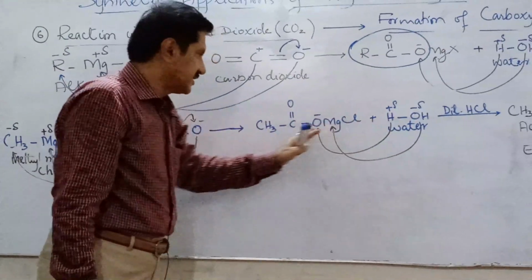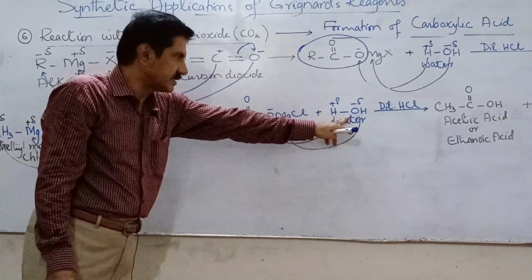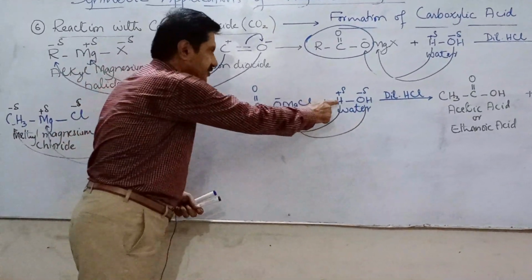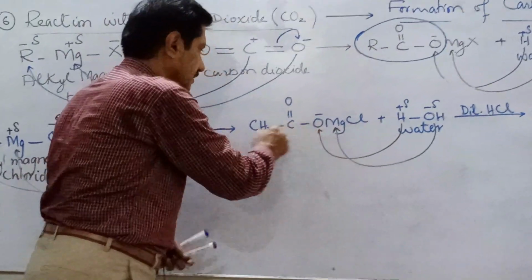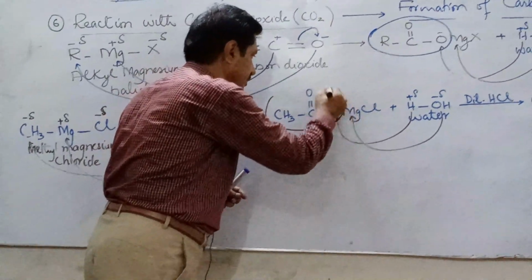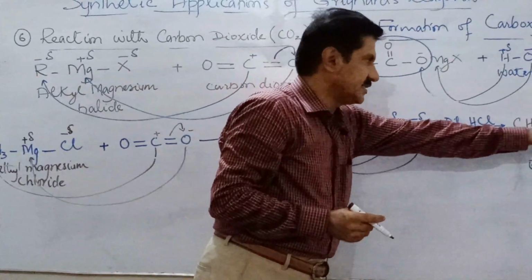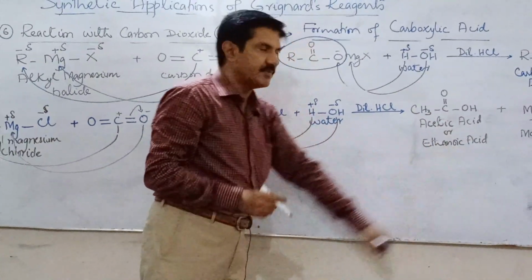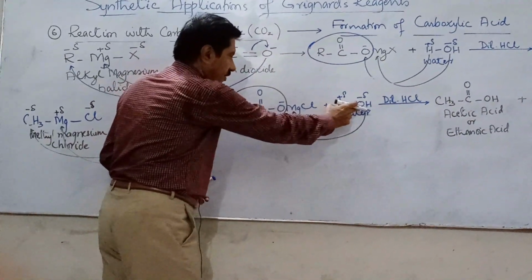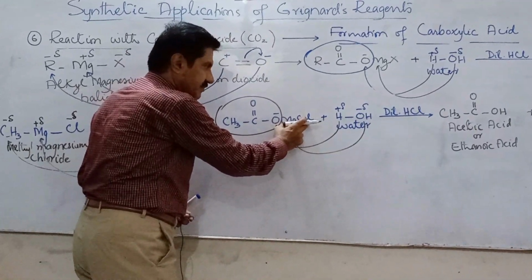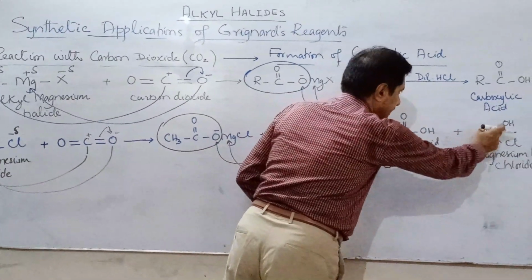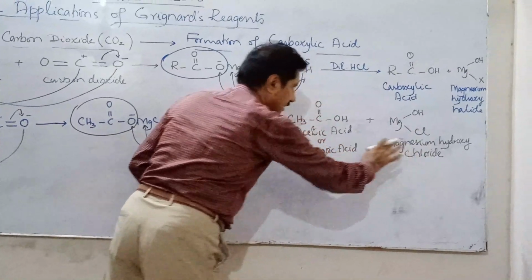When this intermediate product is reacted with water, the H of water will take this negative part of the molecule, making acetic acid or ethanoic acid as the main product, while the OH group of water will be added to this MgCl, making it magnesium hydroxy chloride.